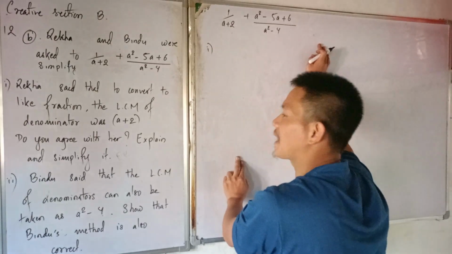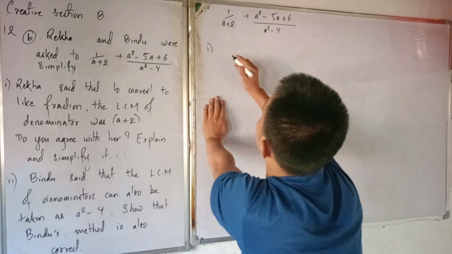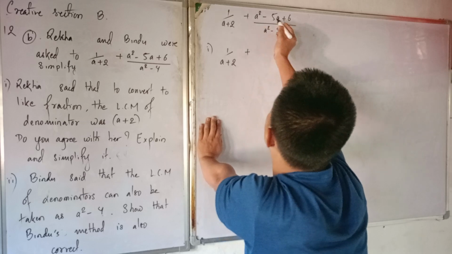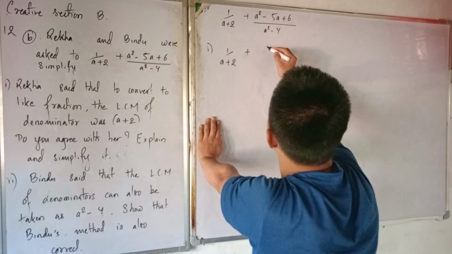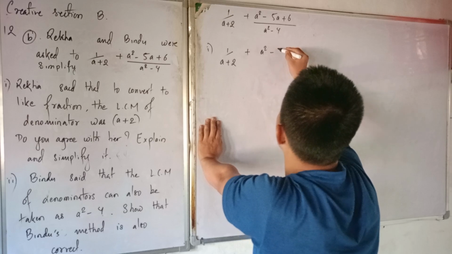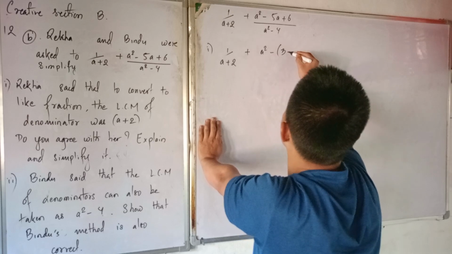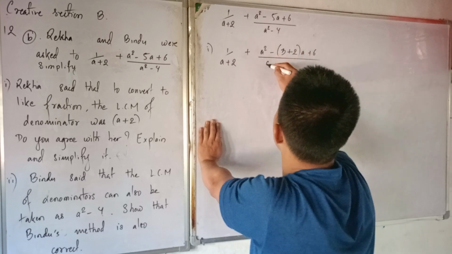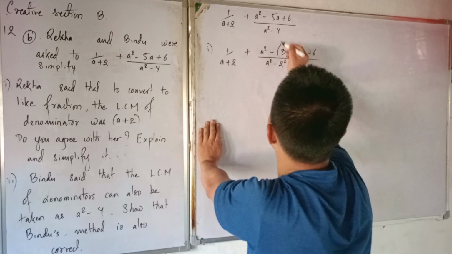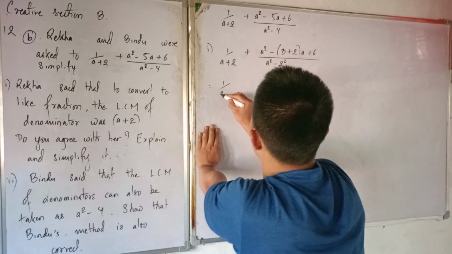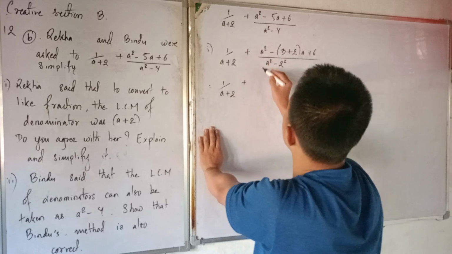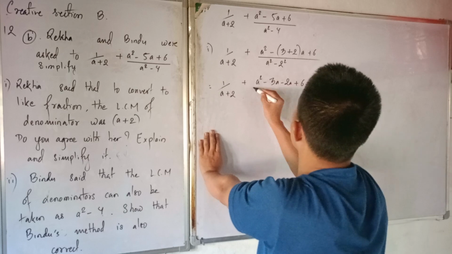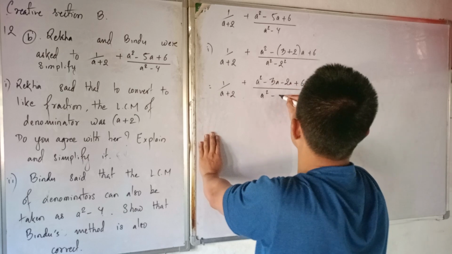Do you agree with her? Let's explain and simplify and see. Let's take 1 by a plus 2 plus this a square minus 5a plus 6. This can be factorized: 3 times 2 is 6, 3 plus 2 is 5. Divide by a square minus 2 square, since 4 can be written as 2 square. So 1 by a plus 2 plus a square minus 3a minus 2a plus 6 divided by a square minus 2 square.